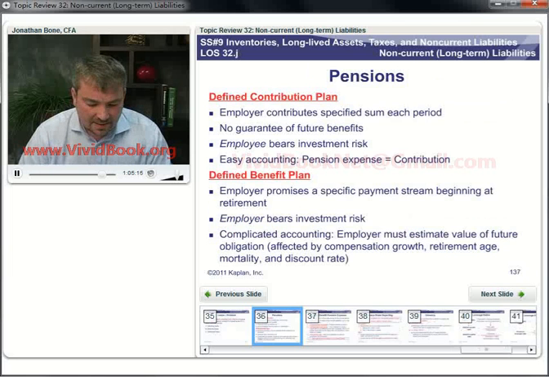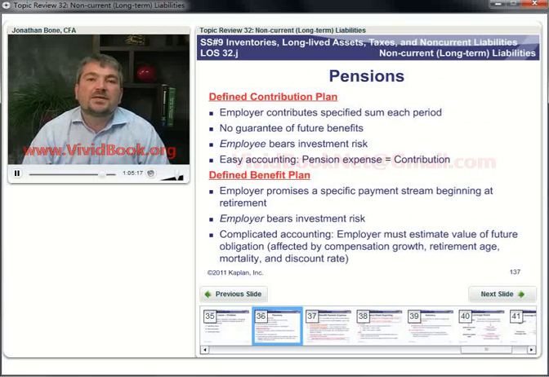Right, little bit on pensions. It says describe our two types of pension, defined contribution and defined benefit. So what is a defined contribution? Defined contribution, nice and straightforward.